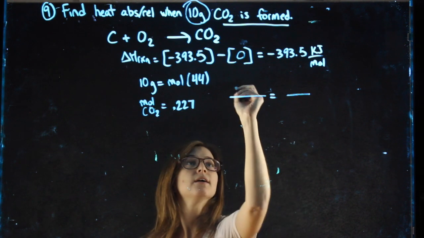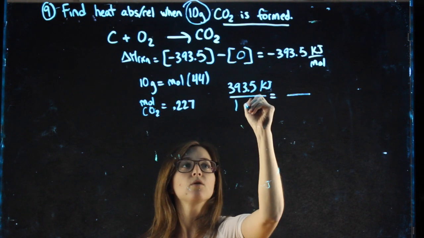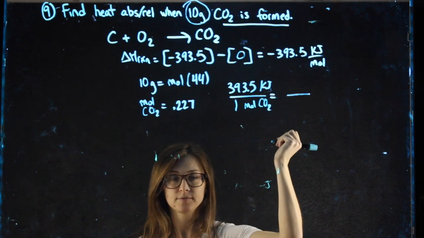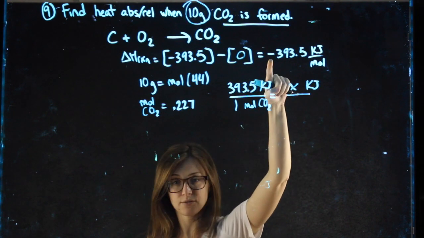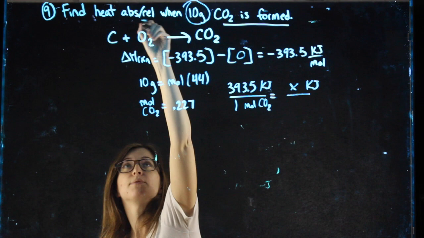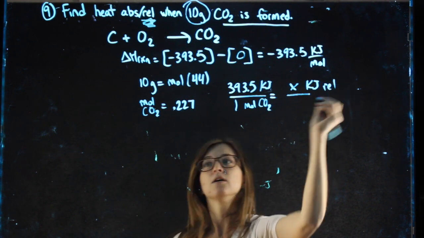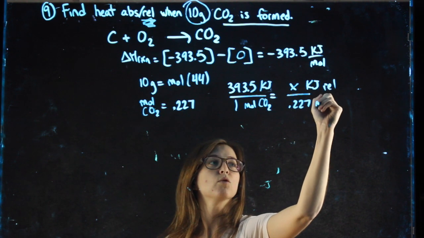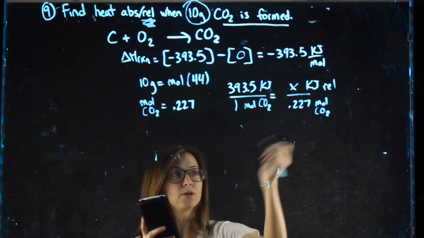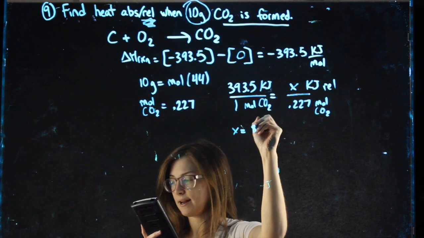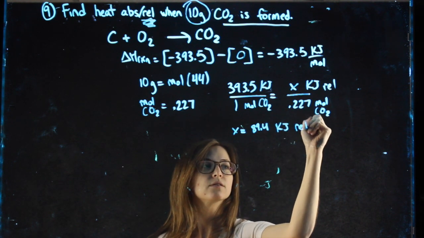Setting up my proportion, the heat of the reaction is the kilojoules for 1 mole of CO2. I want to find the heat, and it will be, because the heat of reaction was negative, the heat is going to be released. I can find the heat released for 0.227 moles of CO2. Multiplying to solve for x, I get 89.43 kilojoules released.